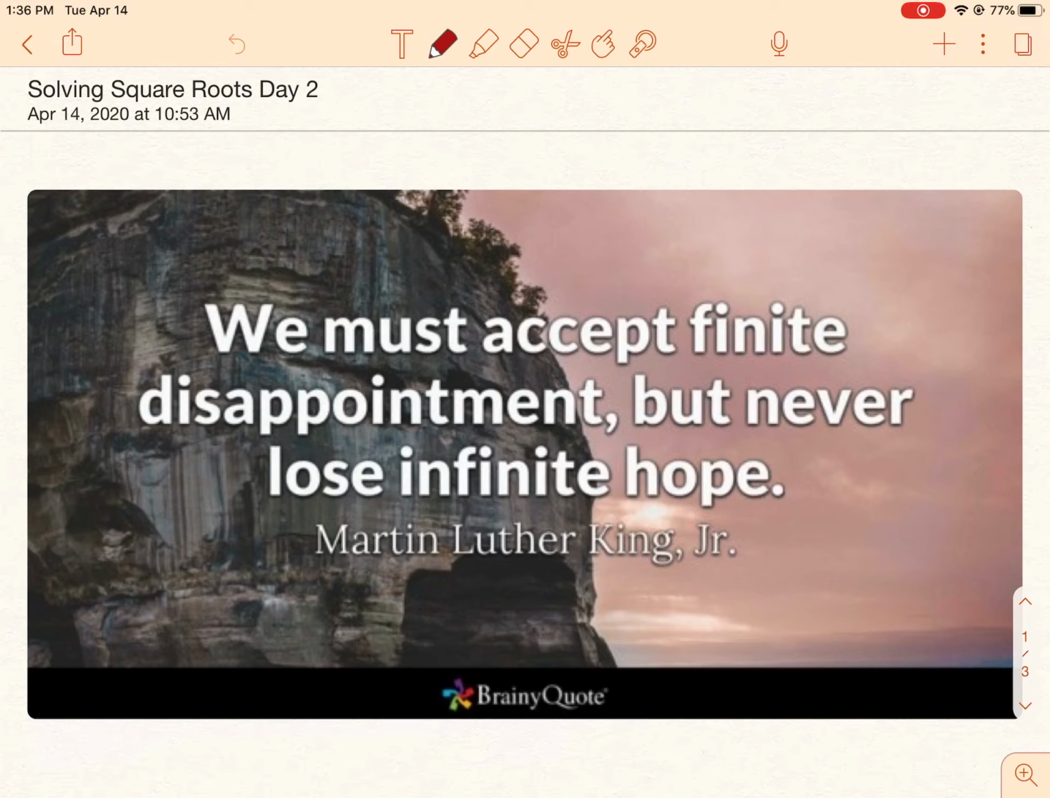So today we're doing sort of a day 2 of solving by square roots. It's not a brand new lesson, it's building off of what we did the other day. And there are 2 things posted, day 2 opener and then just day 2. I'm going to walk you through those 2 right now.